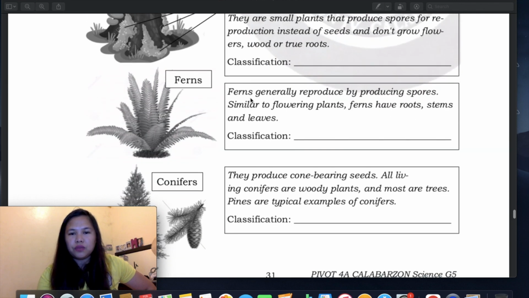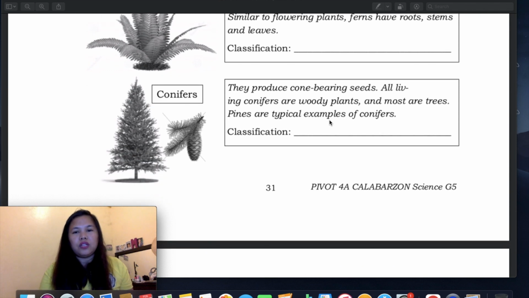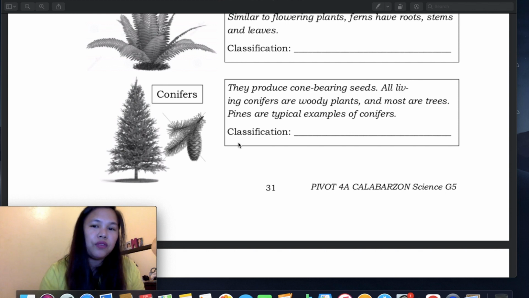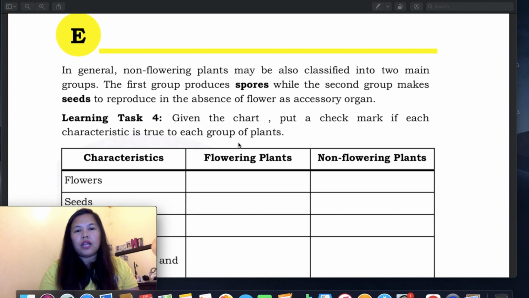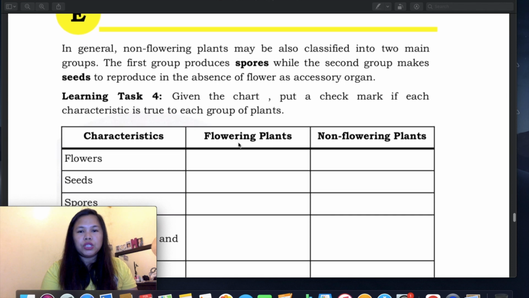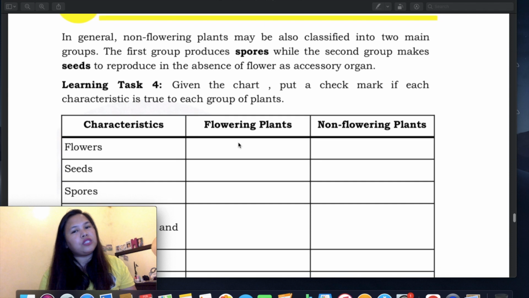So, ferns generally reproduce by producing spores, unlike the flowering plants. Ferns have roots, stems, and leaves, and the classification. And they're conifers. So, they produce yung mga pine trees and many others. So, they produce cone-bearing seeds. All living conifers are woody plants, and most are trees, pines, and typical examples are conifers. Okay, in general, non-flowering plants may also be classified into 2 groups. The first produce spores, while the second group makes seeds to reproduce in the absence of flowers and accessory organs.